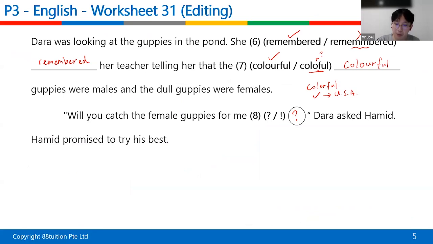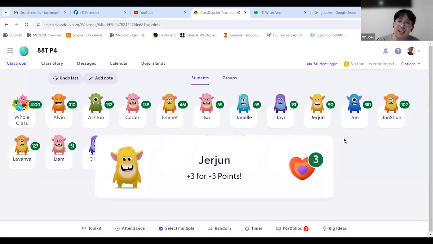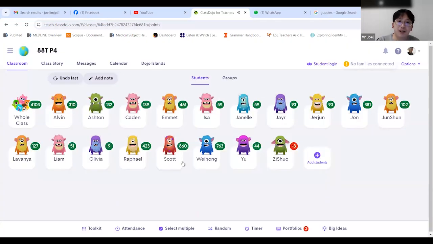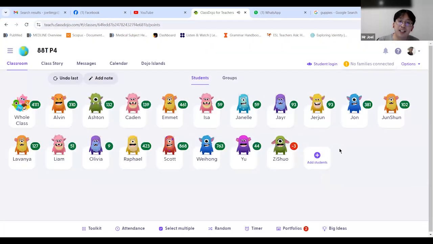Wow. Okay, but anyway, over here we have eight questions, and all three of you got all 8 correct. So I'm going to add your points right now in Class Dojo. Olivia gets 8, 5 plus 3. Sachin gets 8, 5 plus 3. And Scott gets 8 as well, 5 plus 3. All right, so Scott currently has 868 points. Sachin has 93. Olivia has 9 points.